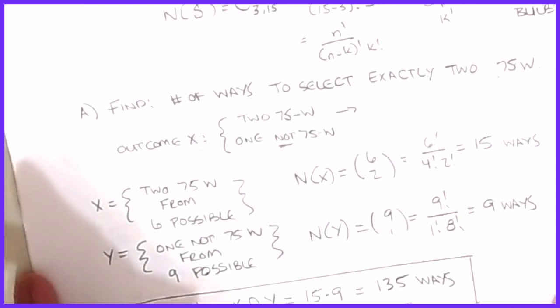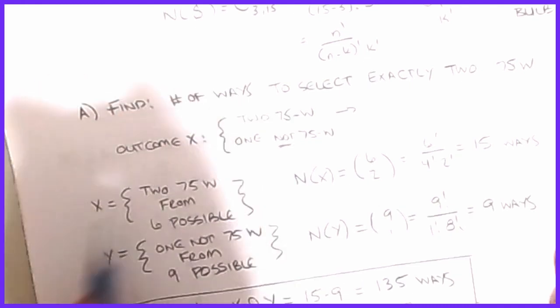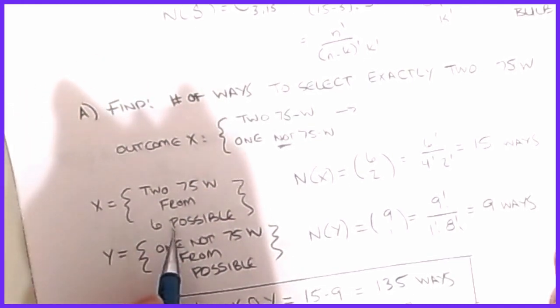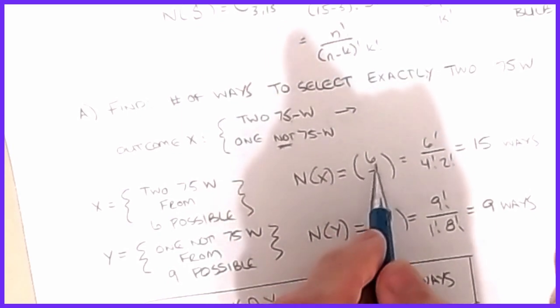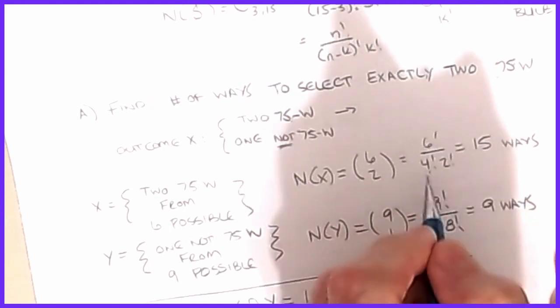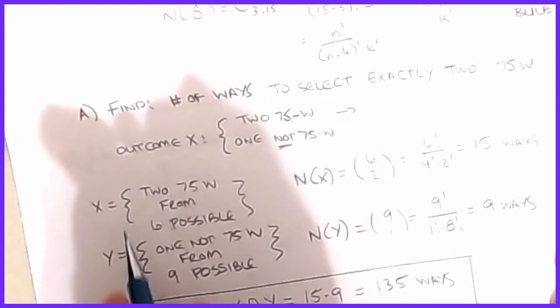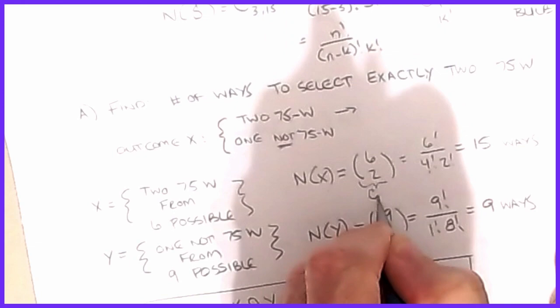All right, so we're going to look at an event X such that I'm pulling 2 bulbs from 75 out of 6 possible, because there are only 6 of the 75-watt bulbs. So the number of ways that I can get X is the combination of 2 on 6. 6 factorial over 6 minus 2 factorial is 4 factorial times 2 factorial. That gives me 15 ways that can happen. That's the number of ways of X, a combination of 2 on 6.